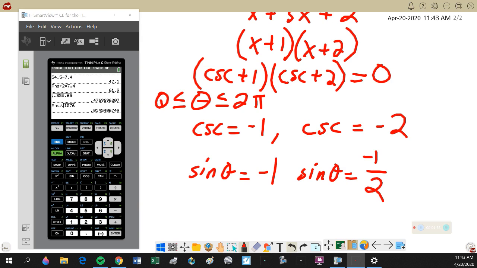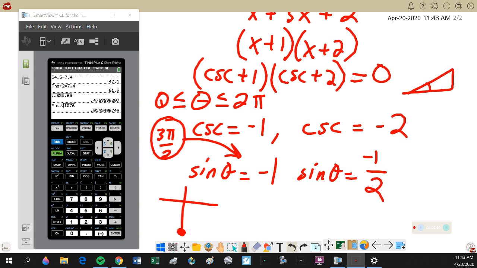So I want to know, where is the sine equal to -1 from 0 to 2 pi? Well, the only place that the sine is -1 is right here at 3 pi over 2. So the solution to this portion of the equation is 3 pi over 2. Now, where is sine equal to 1/2? Well, sine is equal to 1/2 at a 30-degree angle. So this length right here is 1/2, and that is pi over 6.